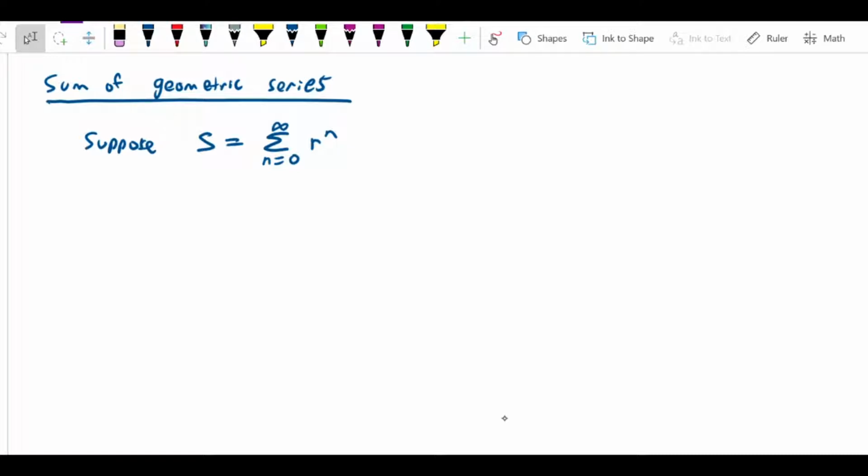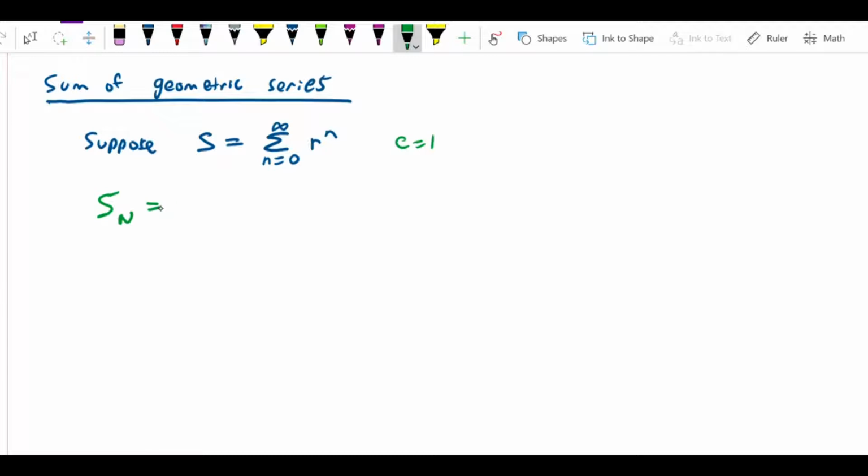So let's suppose that s is equal to the sum from n equals 0 to infinity of r to the n. In other words, I'm just going to do this in the situation where c equals 1 and r is just r. It's a common ratio, and I'm going to start with 0. So what we're going to do is write out the nth partial sum.